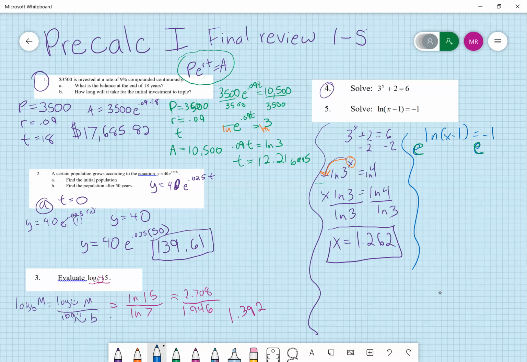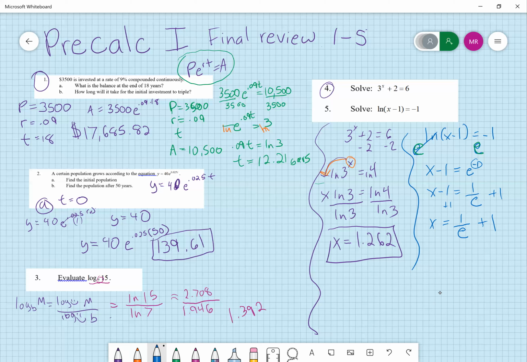On the left, the e and the natural log will cancel out. We're left with x minus 1 equals e to the negative 1. If we remember, anything with a negative exponent means that it's in the basement or in the denominator. So we get x minus 1 equals 1 over e. Now we're set up. If we add 1 to both sides, keeping that equation balanced, we get x equals 1 divided by e plus 1. That's definitely something that we can solve.